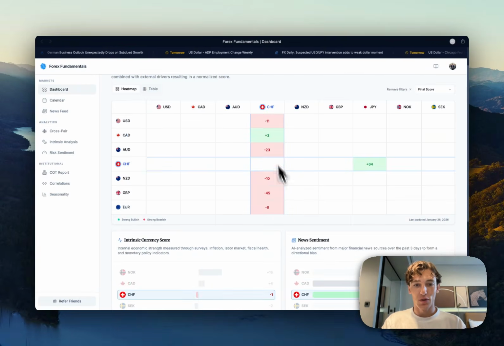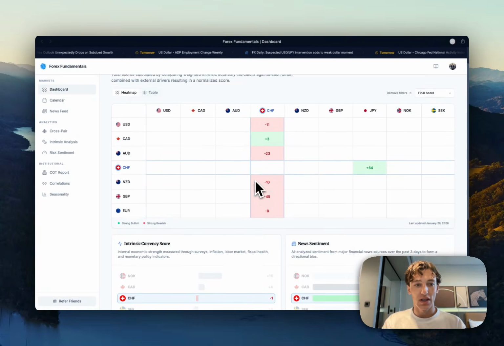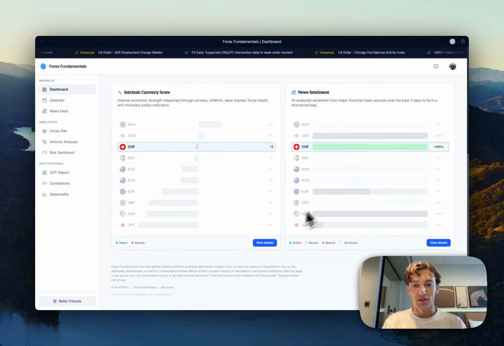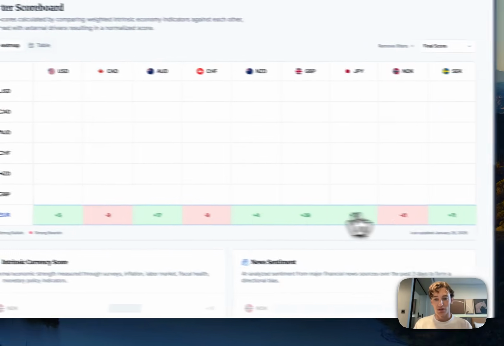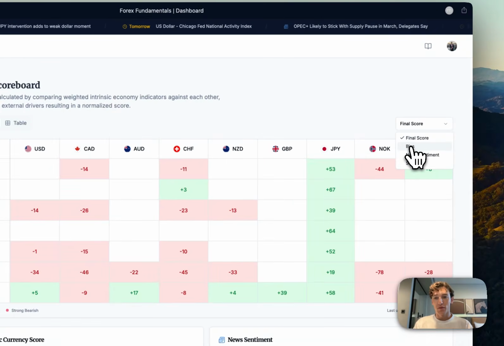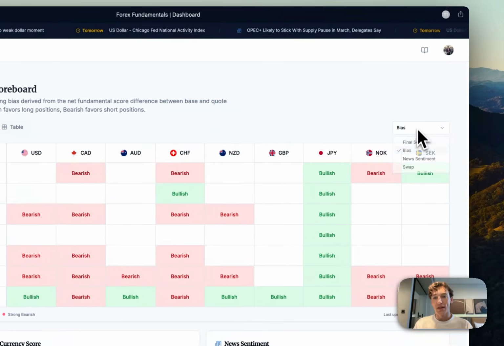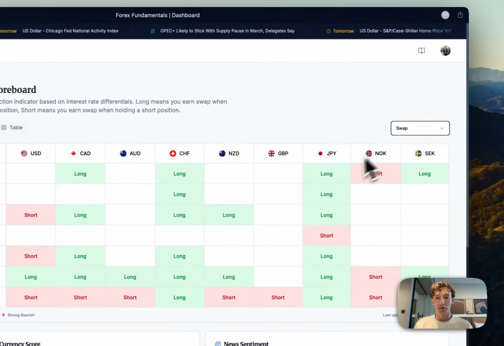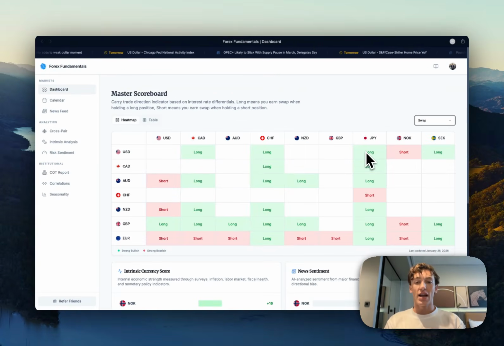So if you click a score, you will also be able to see all the scores in the master scoreboard that are about a given currency. Okay, so for example, for the euro, you will see all the euro pairs over here. So you can filter on the final score, but also on the final bias, the news sentiment, as you can see, and the swap. For example, USD/JPY has a bullish swap if you long it, which means the dollar has a high interest rate, the yen has a low interest rate, therefore you get a swap if you long USD against JPY.